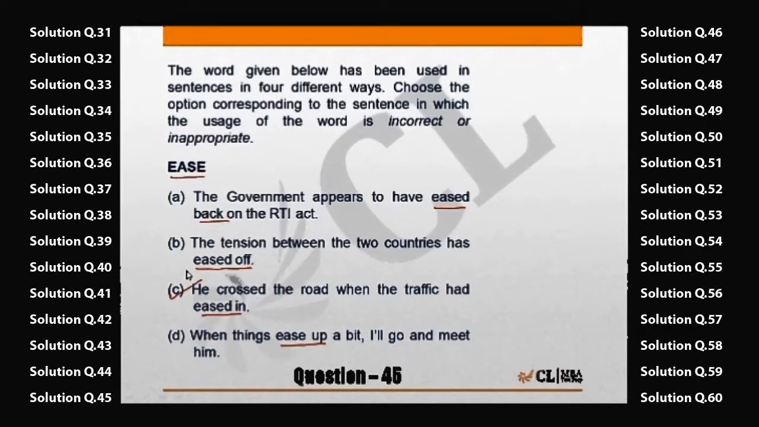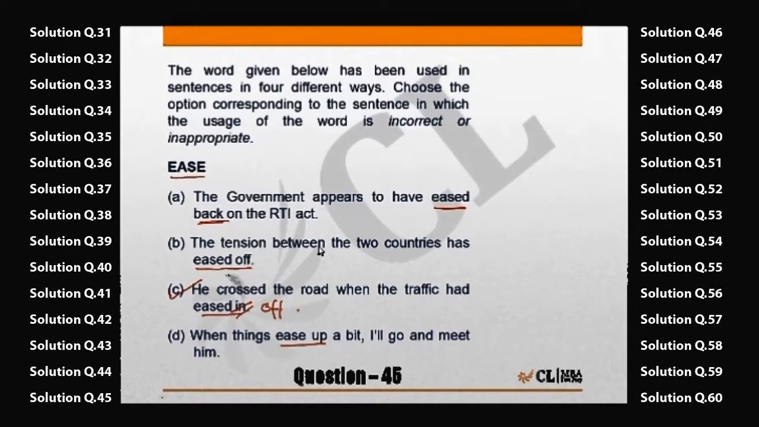Okay, you ease in comfortably into a situation. For example, you ease into a car. So gently. Okay, he crossed when the traffic had eased in is incorrect usage. The correct usage here should have been eased off. To ease back means to reduce your commitment. So the government seems to have reduced its commitment towards the RTI Act.